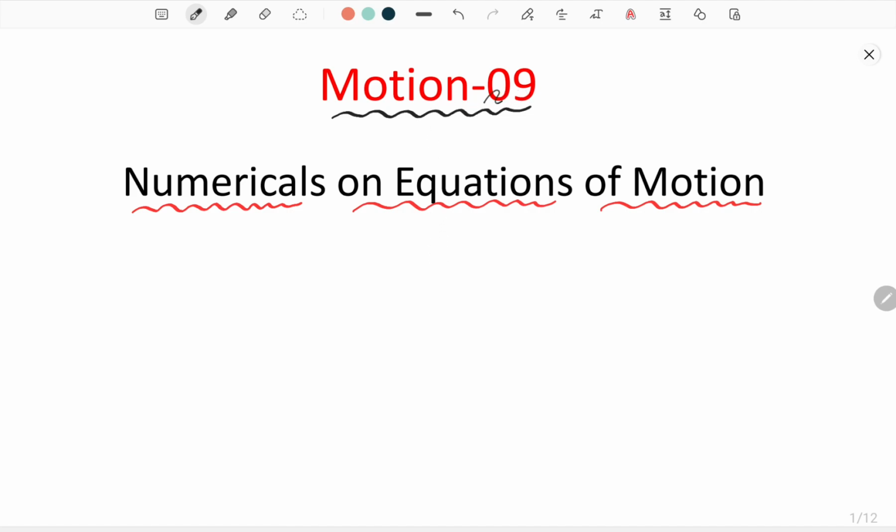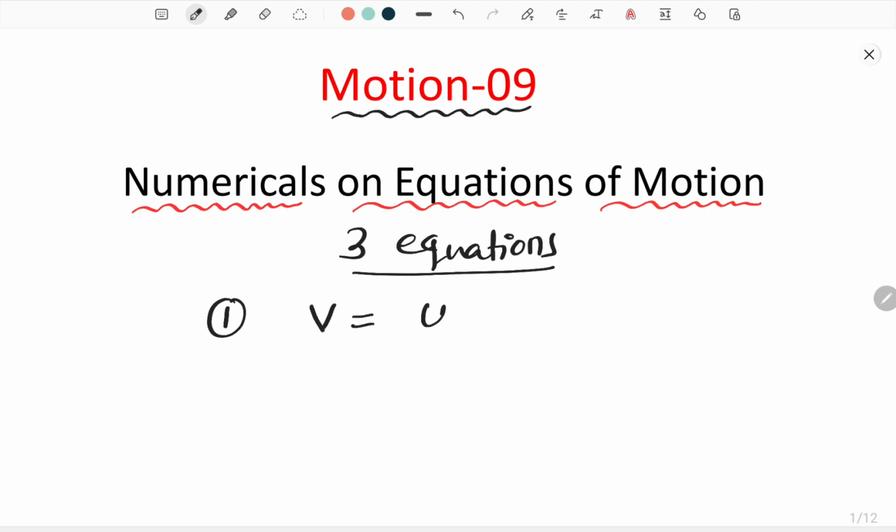In this ninth video of the chapter Motion, we'll see the numericals on equations of motion. We have studied three equations, no? In the previous video, we learnt about these equations and we derived them graphically. What are those equations? Just repeat them, so that you remember them.